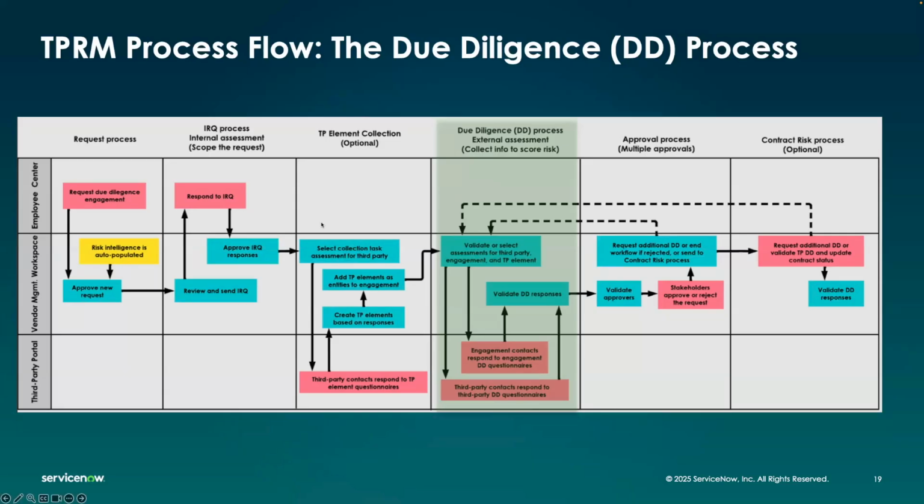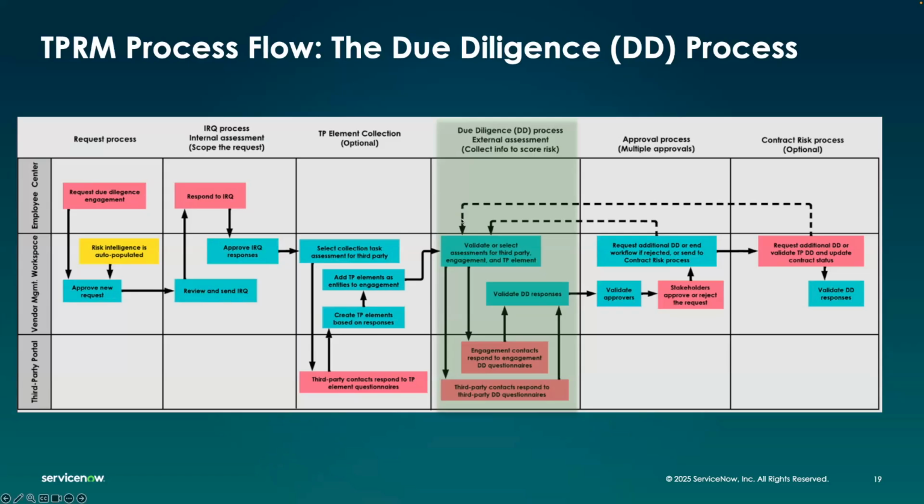After the internal risk assessment process is complete, the third-party element collection optional process aids in the collection of third-party elements that must be investigated through a series of external assessments that is handled through a collection task.